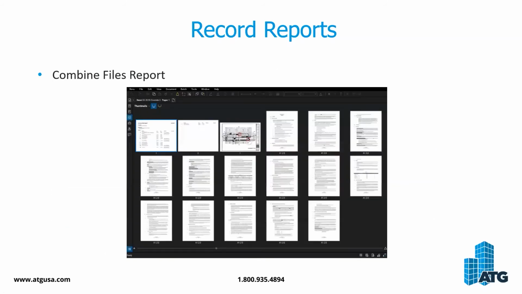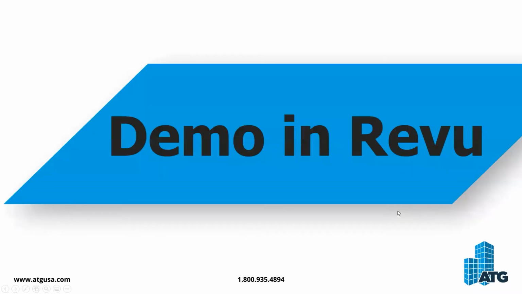And then you can also go through and combine file reports, which would be the next one. Combine file reports combines a copy of each of the documents in the session along with a hyperlinked version of the record summary in a single PDF. So now we're going to go right into review and show you how you would be able to do that.